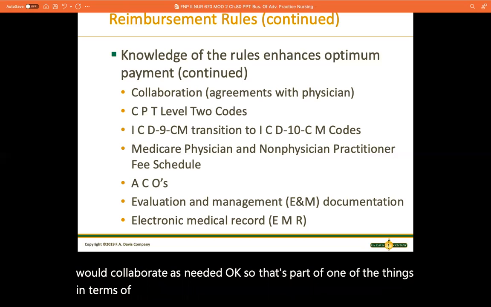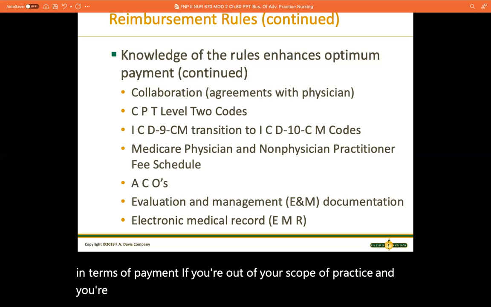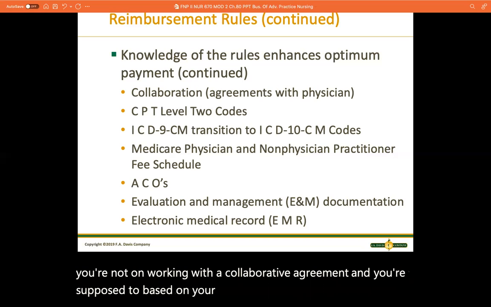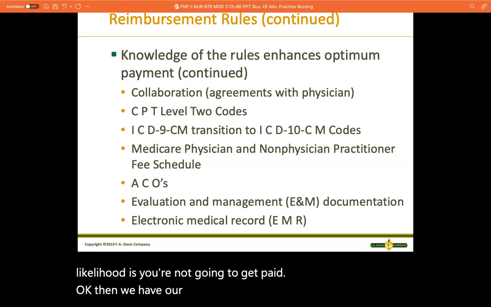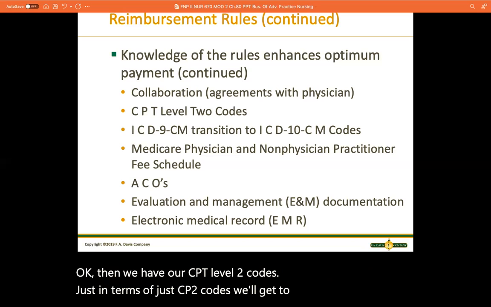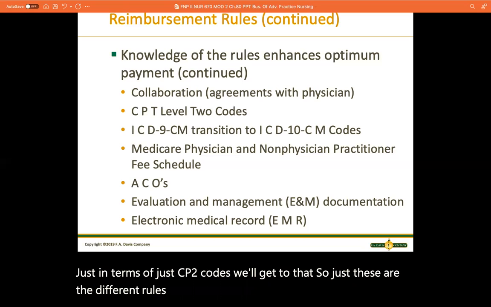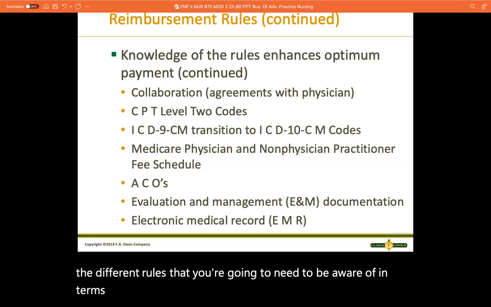If you're out of your scope of practice and you're not working with a collaborative agreement and you're supposed to based on your state licensure requirements, then the likelihood is you're not going to get paid. Okay, then we have our CPT level 2 codes. Just in terms of CPT level 2 codes, we'll get to that. So just know these are the different rules that you're going to need to be aware of in terms of payment. So you need to know your CPT codes.